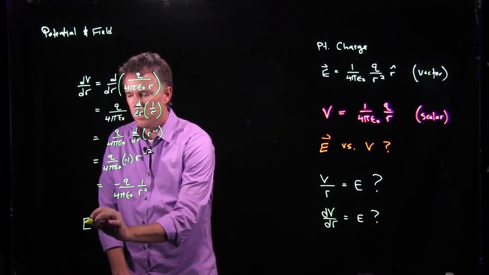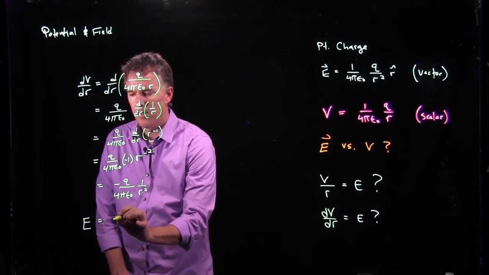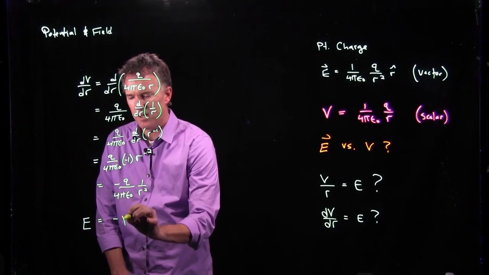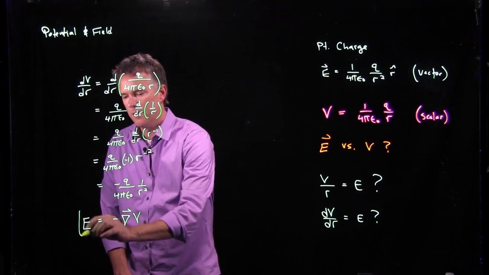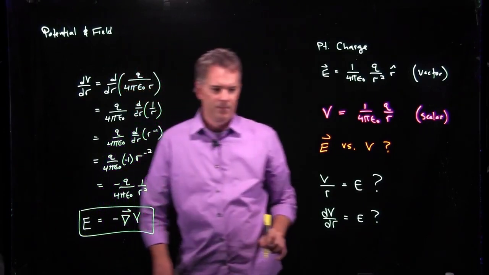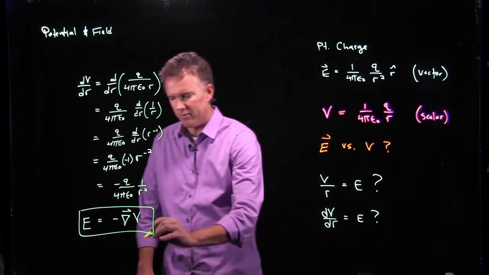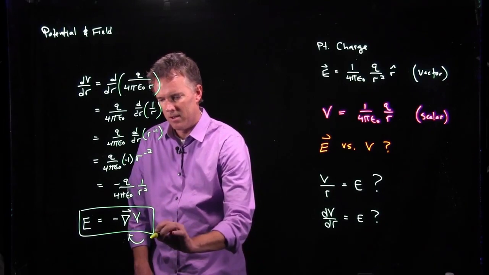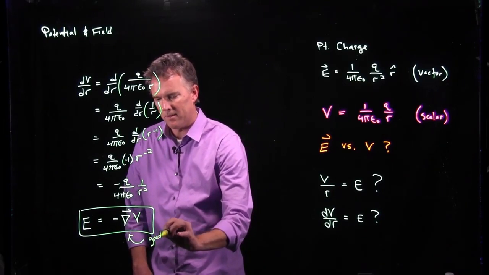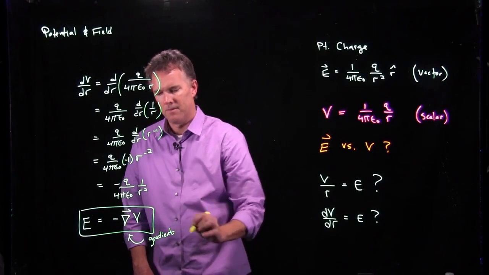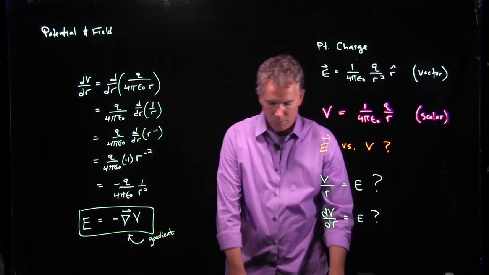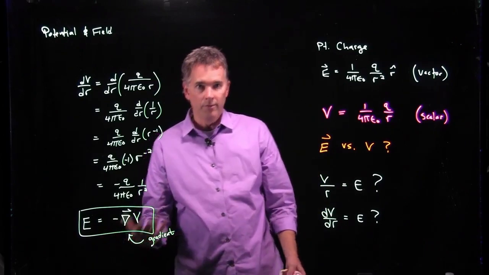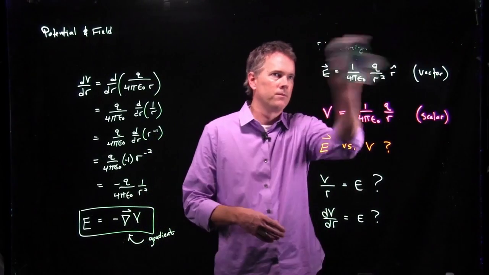E is equal to the negative, I'm going to pick up that negative sign, del of V. Okay, E equals negative del V. This thing right here is the gradient. Okay, and that is a gradient. And the gradient is a derivative with a direction.